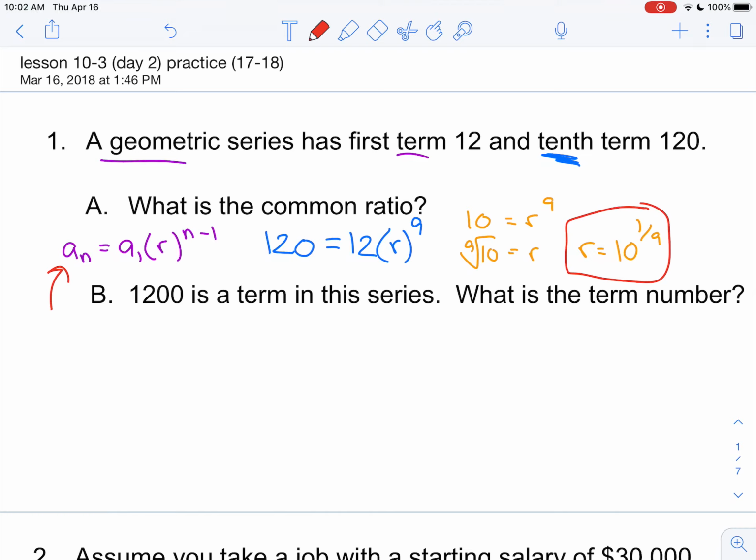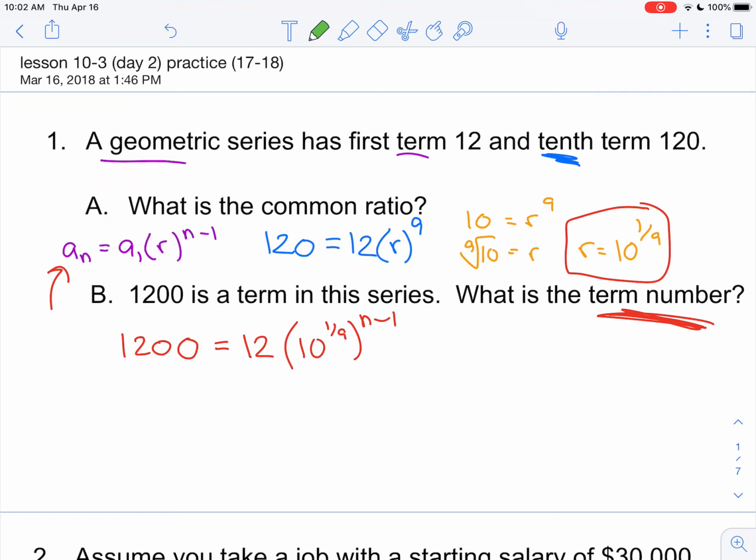So 1200 is one of the terms. We don't know what number term it is. Now, another thing to keep in mind, when you are asked for a term number, it has to be 1, 2, 3, 4, 5. No fractions, no decimals, no negatives there. So 1200 equals first term times r raised to the n minus 1. So our variable is the n because we don't know the term number. And so now let's solve this.